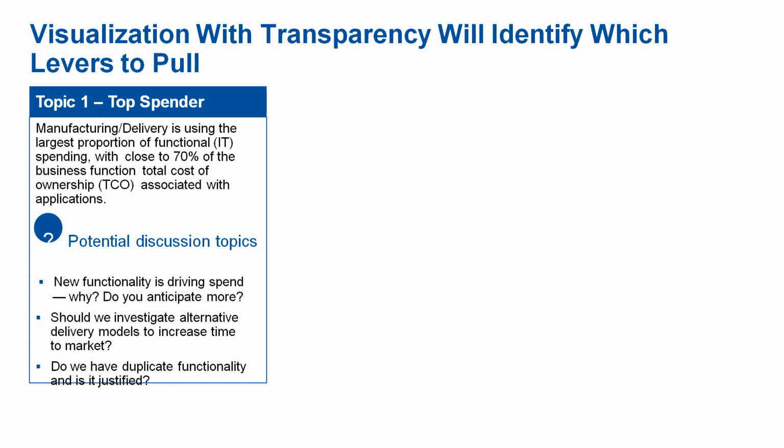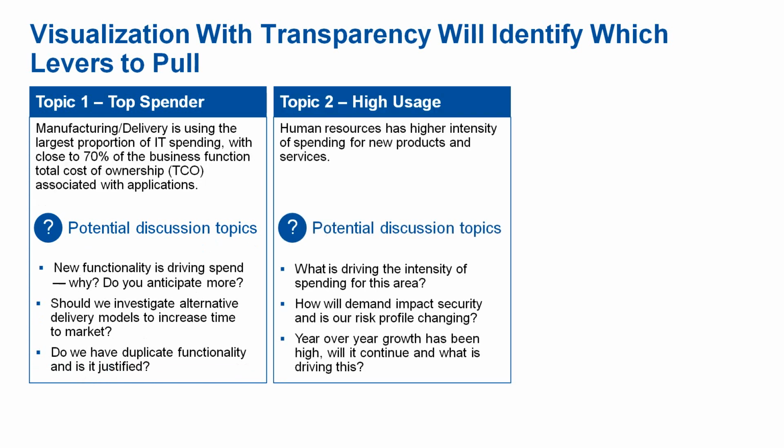So do we have duplicate functionality, and is it justified, and how can we reduce this? So identify the culprits, identify the top spenders, the critical business functionality which is taking more money but is not producing any value out of it. The first thing is you need to figure out where my top spender is, and the second one is the high usage.